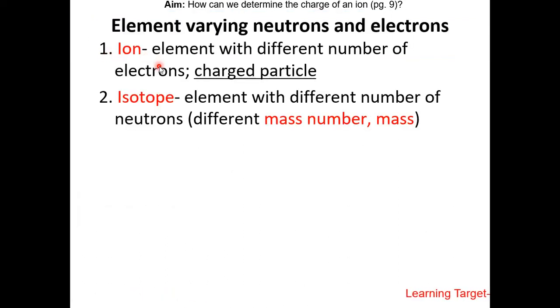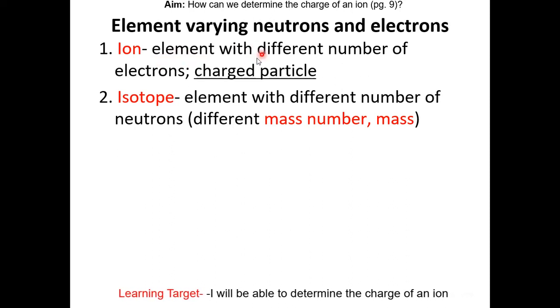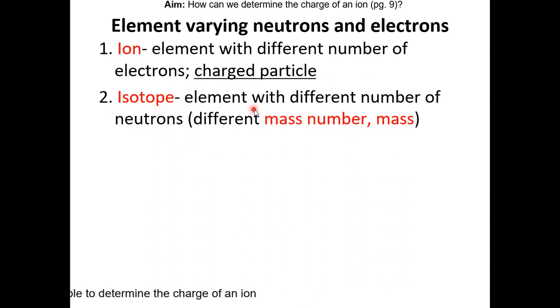So here are two new terms, ion, isotope. They are used to describe an element with varying neutrons and electrons. If it's varying by electrons, we call it an ion. It's basically an element with a different number of electrons. So it will be a charged particle. An isotope, on the other hand, will vary by neutrons. It's an element with a different number of neutrons. Because of different neutrons, it will have a different mass number or mass.